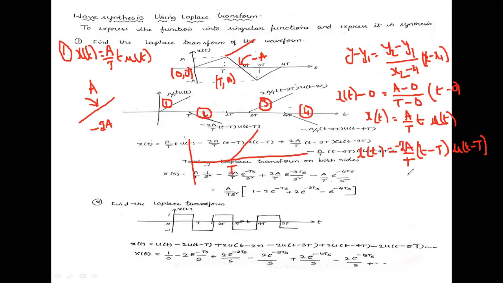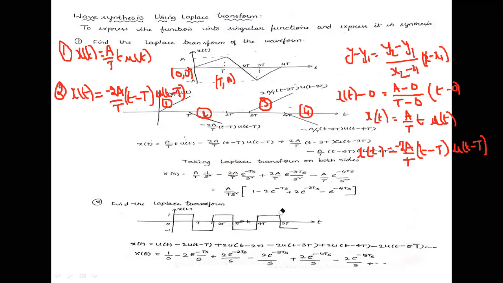So minus 2A by T, and it is shifted by T samples: (t minus T) times mu of (t minus T). Got it, my students? So that is the second one. The second slope we got: x of t is the same signal, but here it is positive A and here it is negative A, minus A. To get the negative minus A, we add minus 2A to plus A, so you get minus A by T, shifted by T: (t minus T) into mu of (t minus T). Got it, my student? That is the second one.